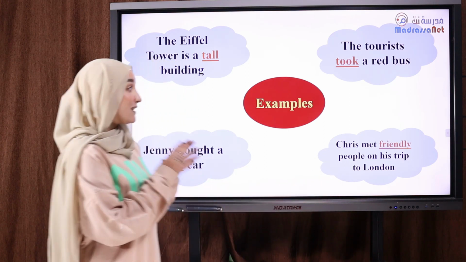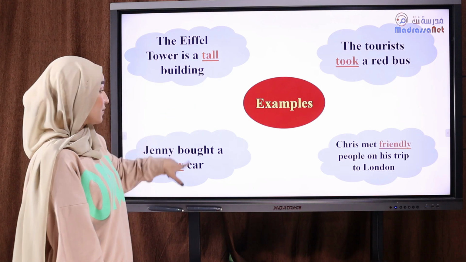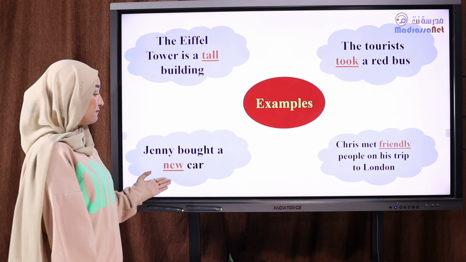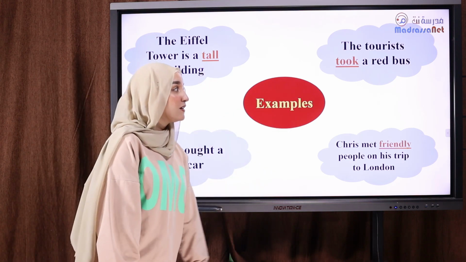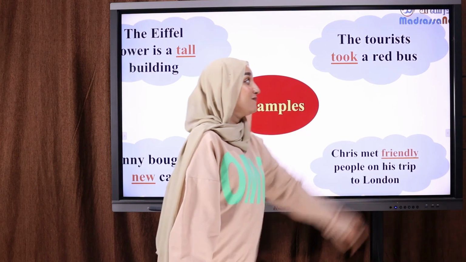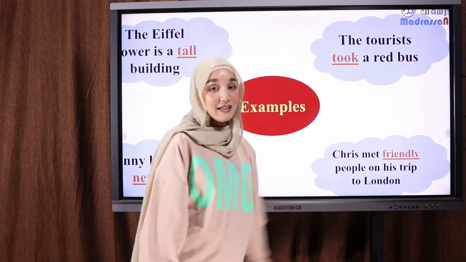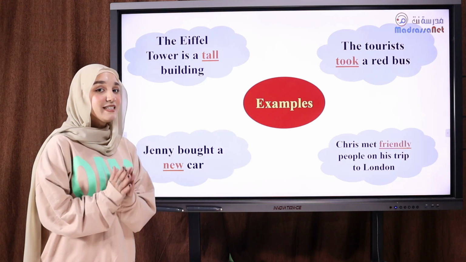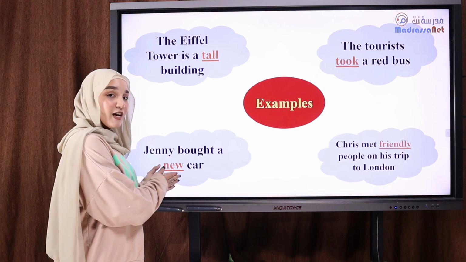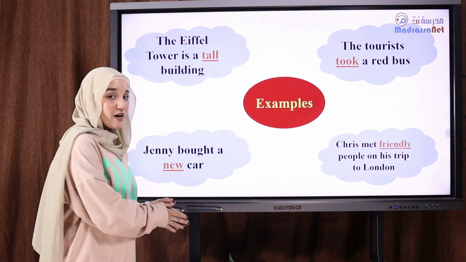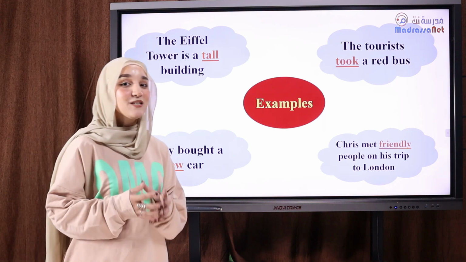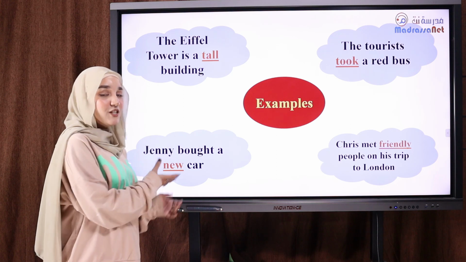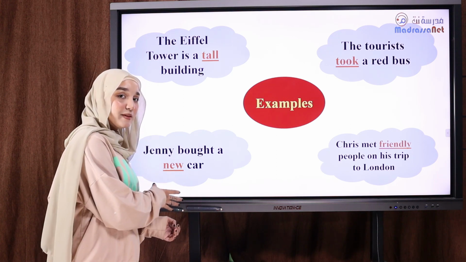I would like you to take a look at the words underlined and the words that are written in bold. So we have tall, new, sorry, this was supposed to be red, and friendly, okay? If you take a look, you will find out that the adjective comes before the noun we are describing. So this is actually the placement of the adjectives. It always comes before the noun. Well, it generally comes before the noun we are describing.